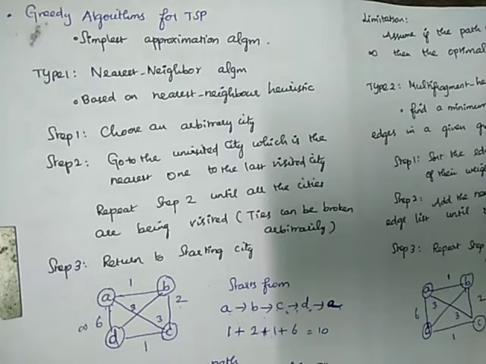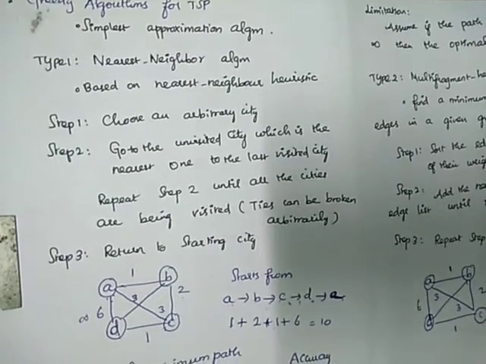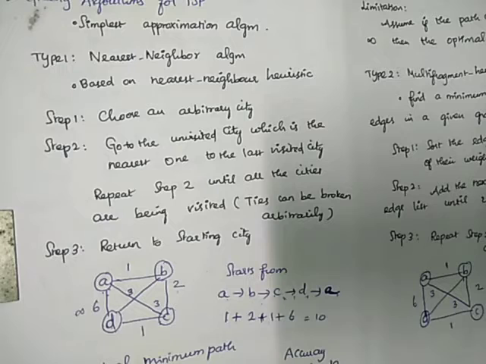First one is greedy algorithms for TSP. Just recall the problem statement of TSP. We have to start from the source city, traverse all the cities at most once and come back to the source. The first category of greedy algorithm is the nearest neighbor algorithm. The algorithm steps are given here. Select any city in an arbitrary manner as source. Then go to the unvisited city which has the minimum cost to the current city, and repeat this step until all the cities have been visited.